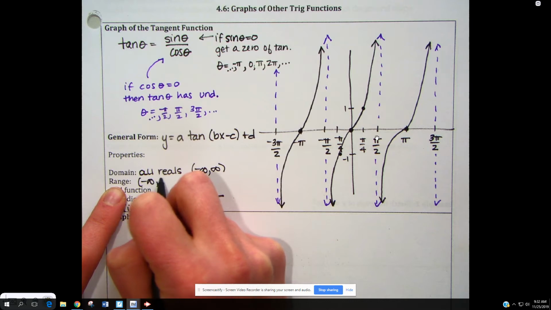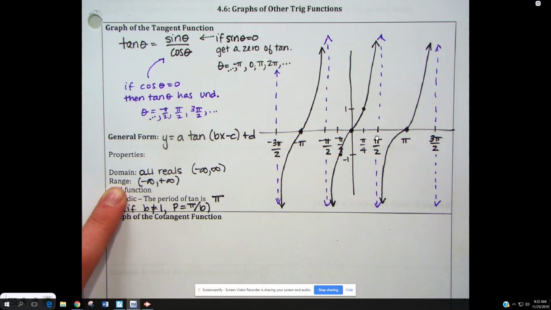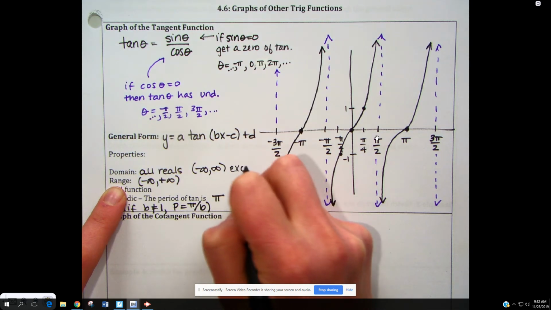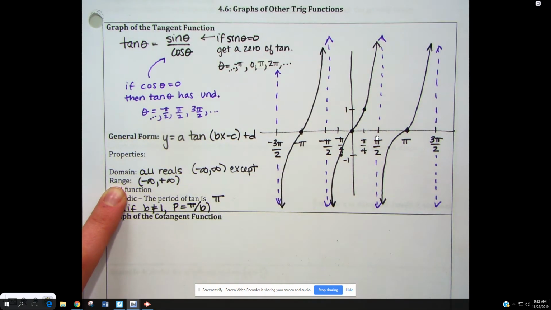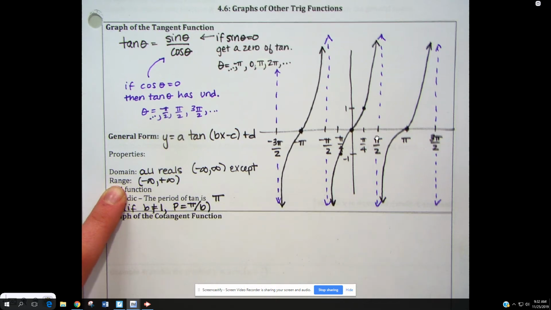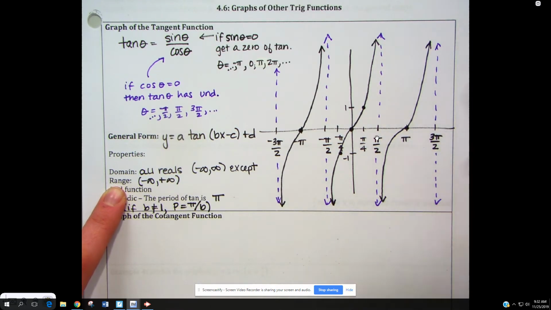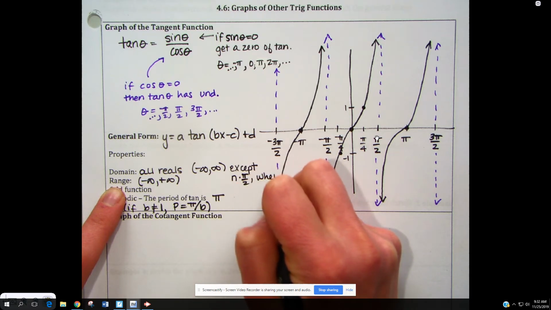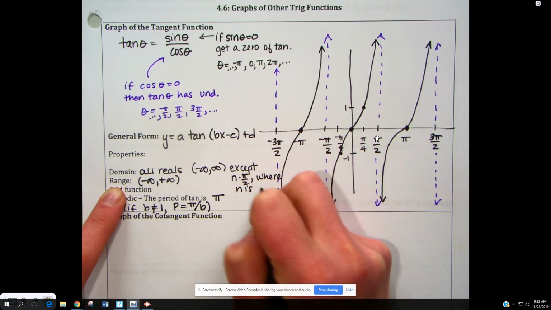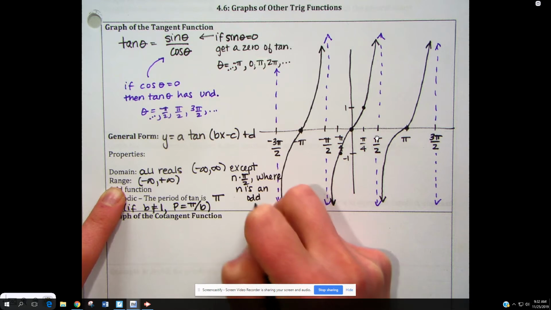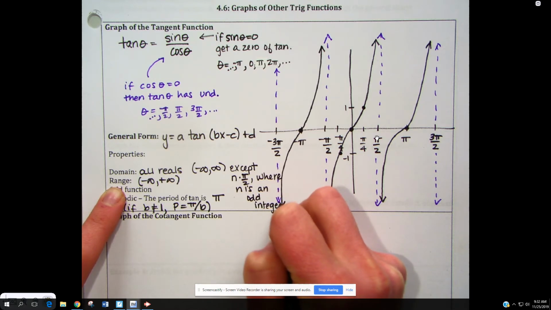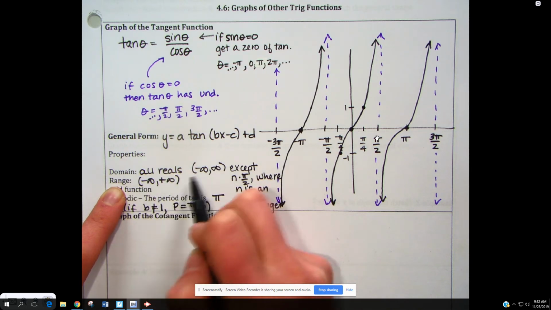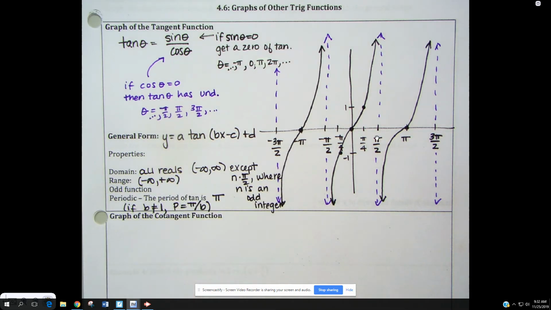Oh, I just made a mistake. I was not looking closely. We have asymptotes, so it's all real numbers, except, and then what do we have to make our exceptions for? All those asymptotes, right? So n times pi over 2, where n is an odd integer. The zeros of that cosine function are going to be exceptions to my tangent function.